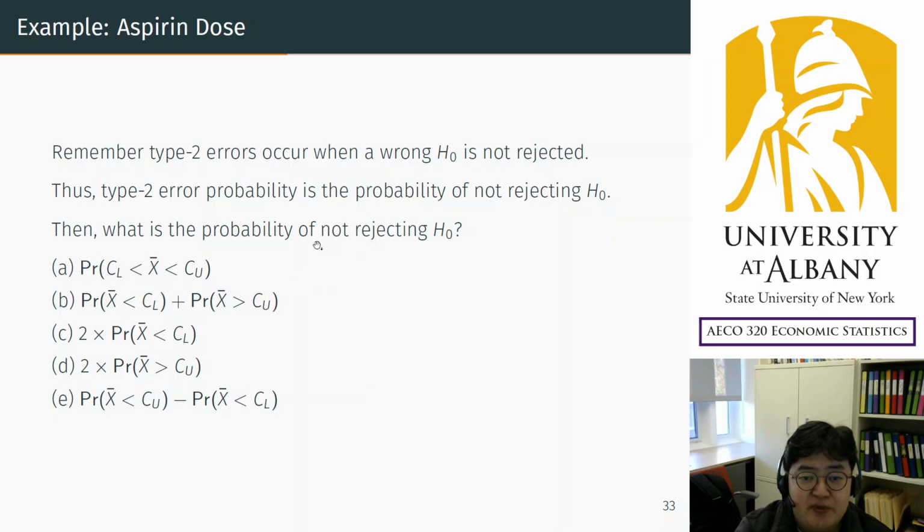Here, the key word is not rejecting the null hypothesis. It happens. So you are calculating the probability for this event. This event happens when the sample average falls in between the critical values. In between critical values means the sample average is close enough to the belief. So A is the answer. This is the event when you don't reject the null hypothesis. Okay?